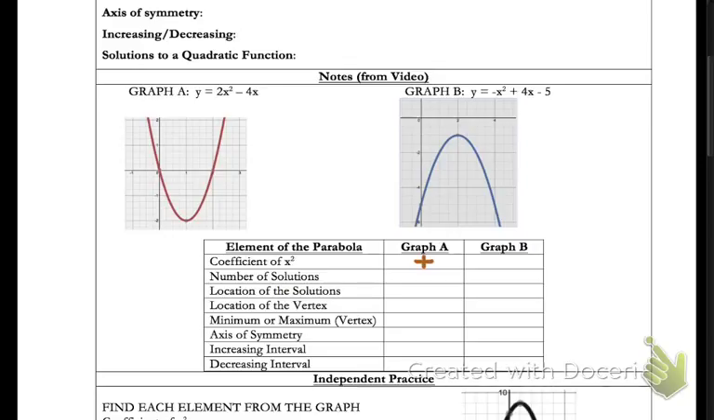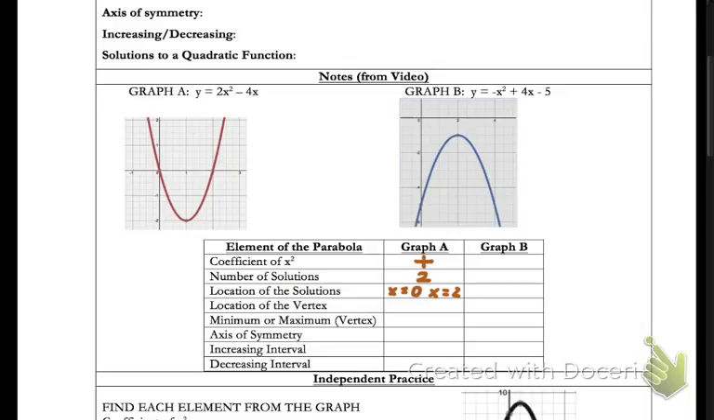Now, the number of solutions. Well, it looks like this parabola crosses the x-axis once and twice. Because of that, we have 2 solutions. Now, the location of the solutions is the x value where the parabola crosses the x-axis. And so the solutions would be x equals 0 and x equals 2, because those are the 2 x values where the parabola crosses the x-axis.